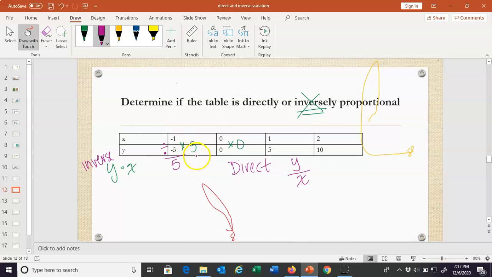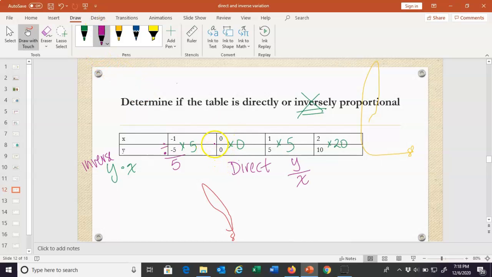Before we go much further with testing for direct, I want to finish out the inverse because we're going to see something here. 1 times 5 is 5. And 2 times 10 is 20. Okay. So there are two cases here where they're not the same. They're not 5. So we know it's not inverse. So let's continue with direct.